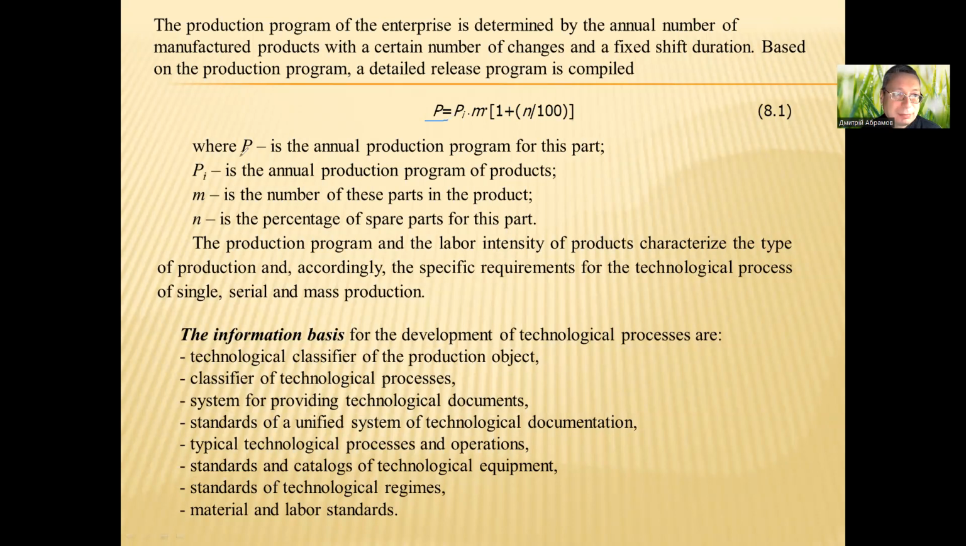P is the annual production program for this part. P sub i is the annual production program of products. M is the number of these parts in the product. And N is the percentage of spare parts for this part.